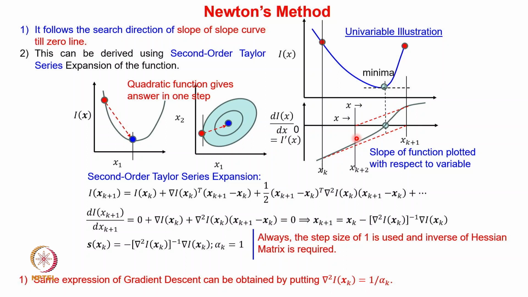Again, I will reach the new point. Again, I will follow a new slope here, and I will continue till I reach this point. So you can see that Newton's method follows the direction based on the derivative, and again you can see that the starting point is very, very important here.